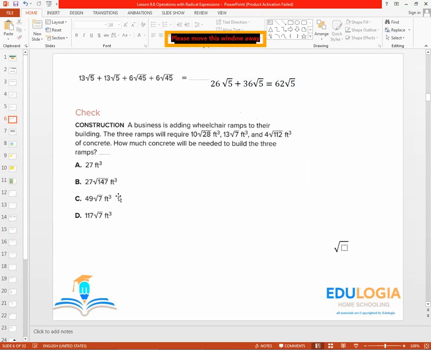Here, it's a word problem. It's about construction. A business is adding wheelchair ramps to their building. The 3 ramps will require 10 root 28 feet cubed, 13 root 7, and 4 root 112 feet cubed of concrete, cement. How much concrete will be needed to build the 3 ramps?